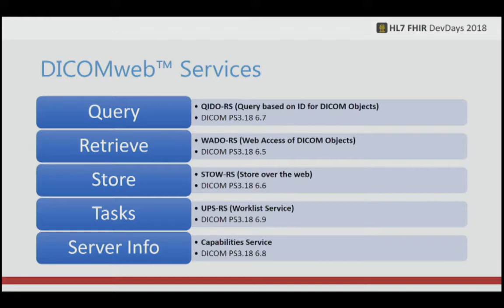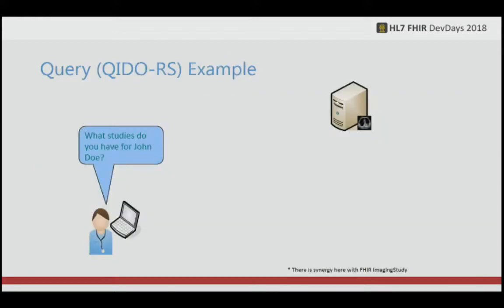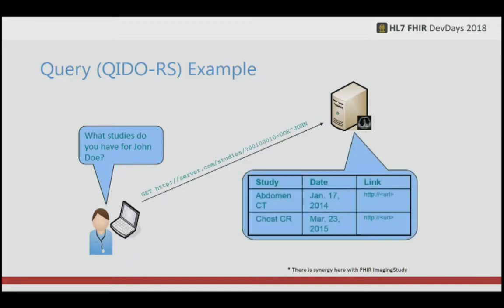How these things work is very simple. So for querying, which is codenamed QIDO-RS, I can say, hey, what studies do you have for John Doe? I make a GET request for studies for John Doe. I will get back an XML or JSON object, your choice, and I can do what I need to do with it. We've worked together with FHIR, with the imaging study resource, so that these things work together.